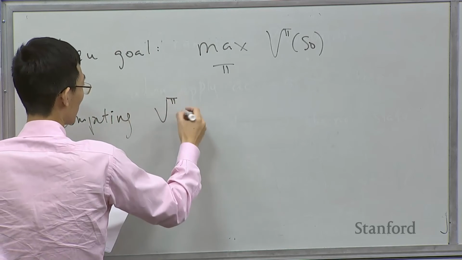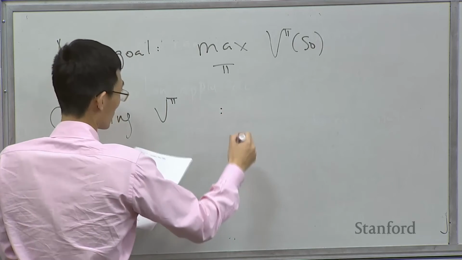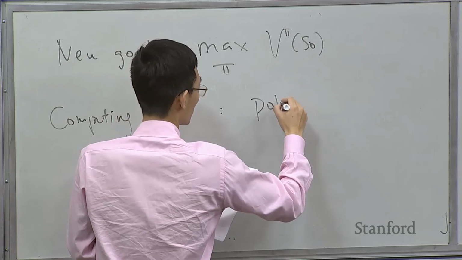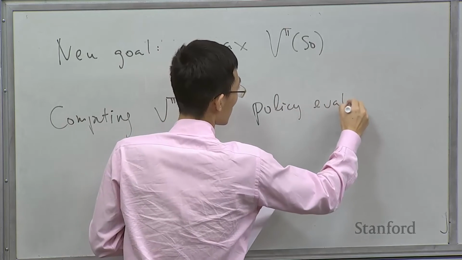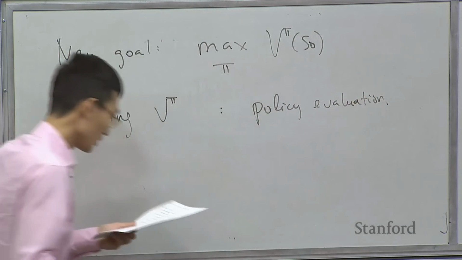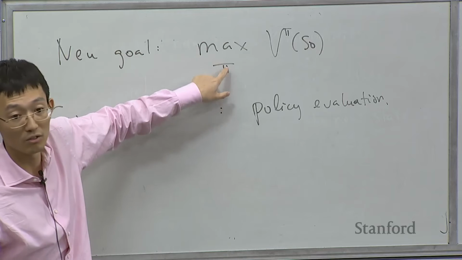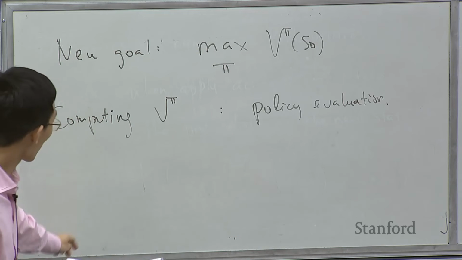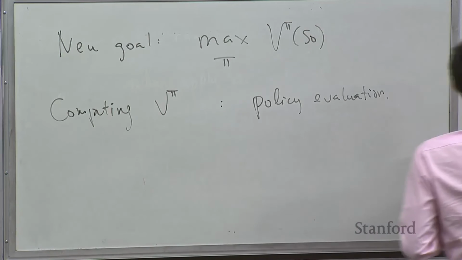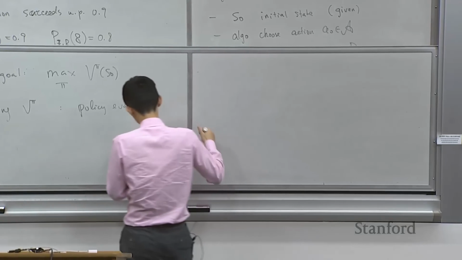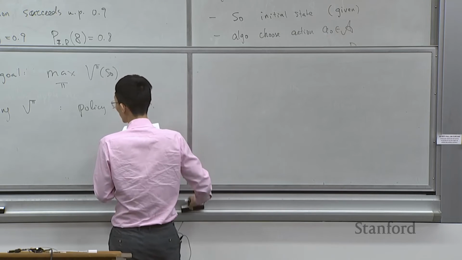Computing this V pi is sometimes called policy evaluation. You are evaluating how good this policy is. Once you know how to do policy evaluation, then you can try to do the policy maximization, to maximize over the policy. So the first thing I'm going to answer is how to do policy evaluation. It turns out that you just have to do a recursion.